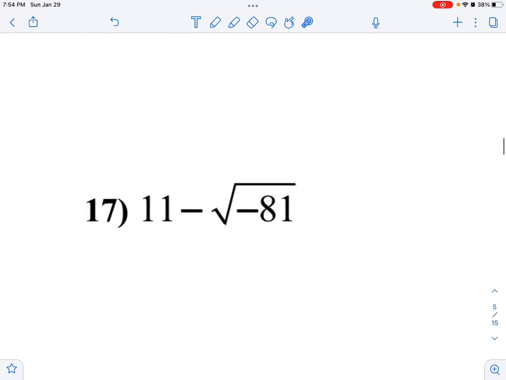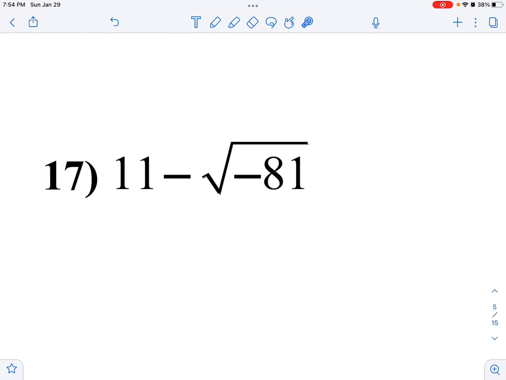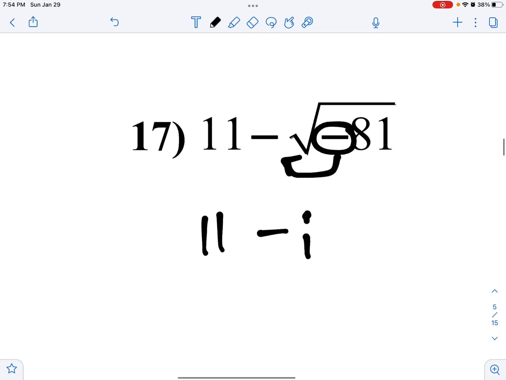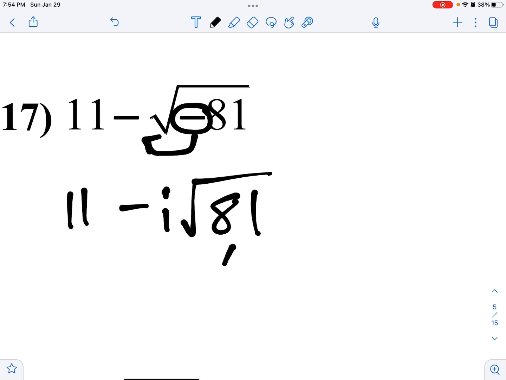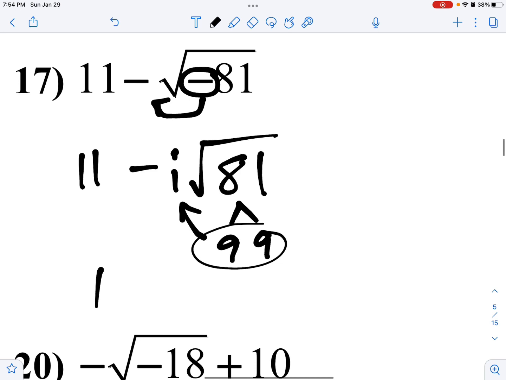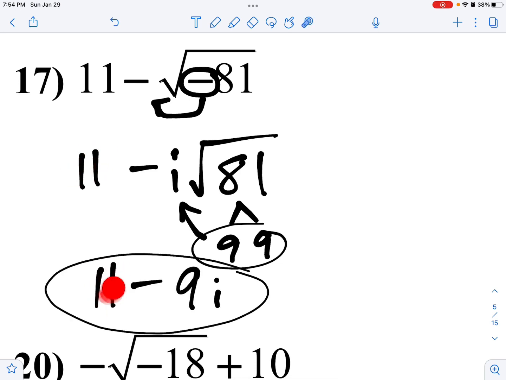Let me talk about 17. I'm pretty sure I can take this out as an i. So I'm going to keep the 11, I'm going to keep the minus, I'm going to put the i here, and then write 81 inside the radical. So all I did here is I took out this negative sign as an i. That's what we practiced above. And when I break down 81, I get 9 and 9. Oh, it's a perfect square. Yes. So I get 11 minus 9i. Remember to keep the whole number first and keep the i part last.